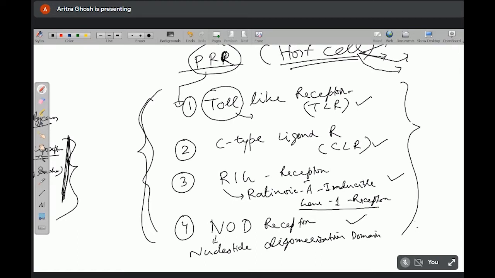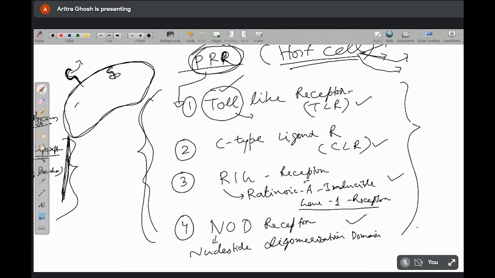In this way, the C-type ligand receptor is present in the membrane as well as, suppose this is a lysosome, at the lysosome. C is very important: it means carbohydrate-rich coated bacteria. Those bacteria which have a carbohydrate coat, that's why this is C-type ligand receptor, and these are also present.